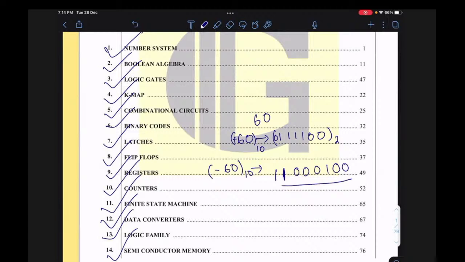Excess code, Gray code: that comes under binary codes. Binary codes are in my chapter 6, so I haven't come to that. I'm going to follow this sequence.